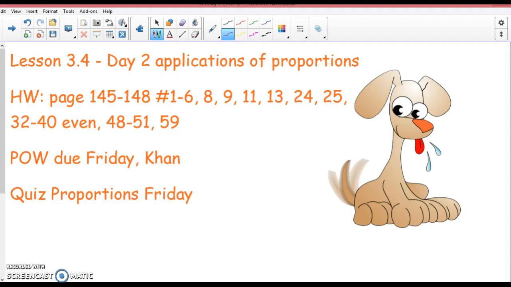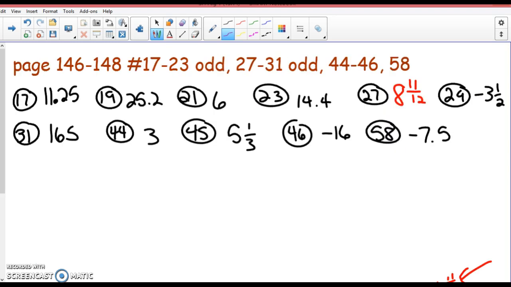All right, today is lesson 3.4, day 2, applications of proportions. It's basically rates. Here's the homework that goes along with it. Answers to last night's homework.